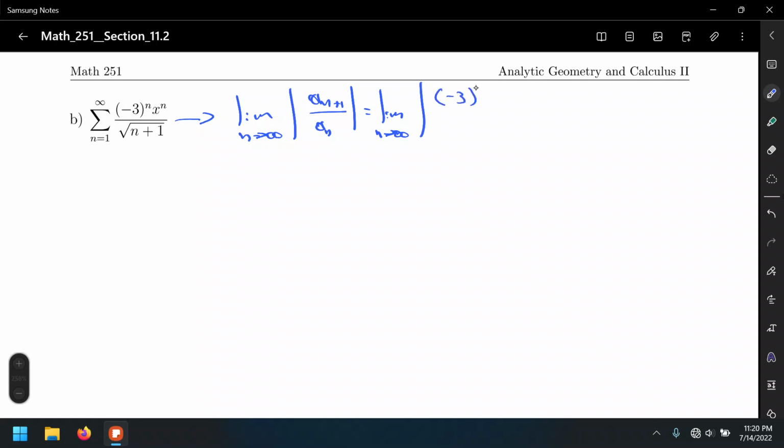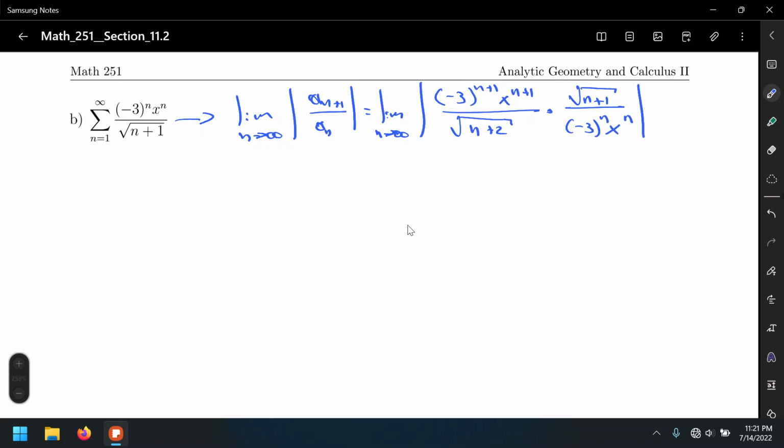That's negative 3 to the n plus 1 times x to the n plus 1 divided by the square root of n plus 1, which is n plus 2, times the reciprocal of the original series. Instead of dividing by the whole thing and creating a complex fraction, let's just multiply by the reciprocal. That's the square root of n plus 1 over negative 3 to the n times x to the n.